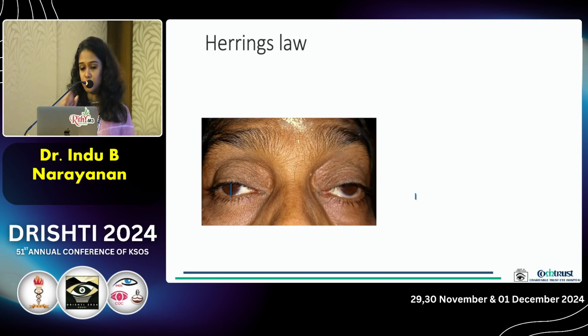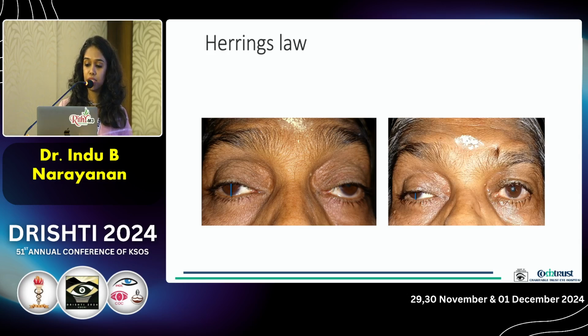Now, Hering's law. So this was a CPEO patient. She had her left eye surgery done, a frontalis sling was done, and it was a bit undercorrected. And you can see that there is an increase in the ptosis in the right eye. She was counseled prior because she had ptosis, and this is due to the action of the frontalis in the other eye, due to Hering's law. So always counsel the patient accordingly.